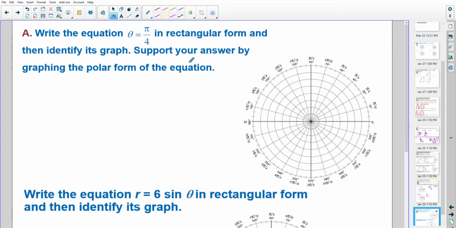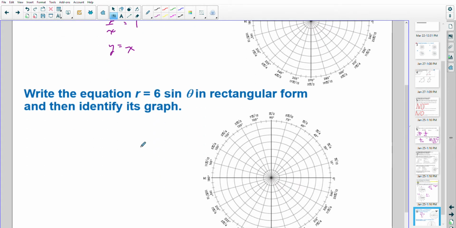Let's take a look at this one where theta equals pi over 4. What you could do is take the tangent of both sides. Now I want to go the other way. So this is y over x is equal to 1, or y equals x.